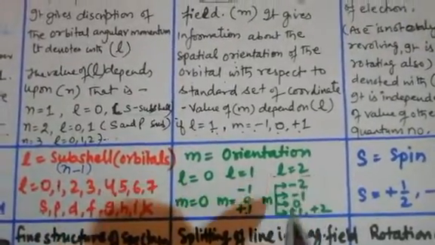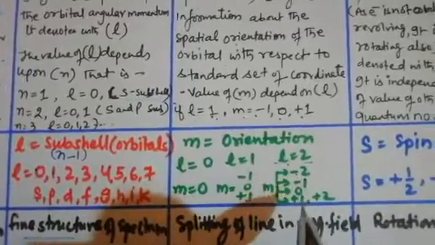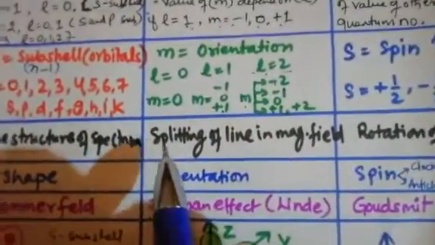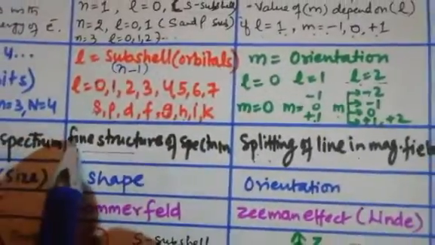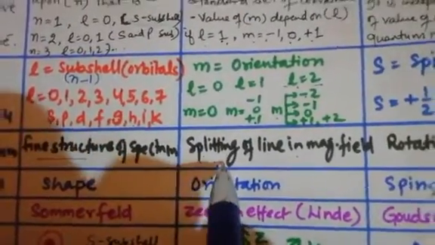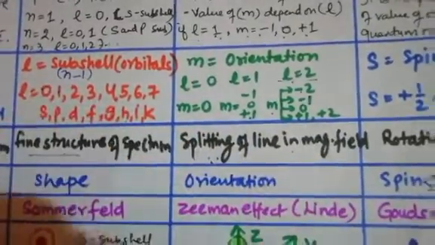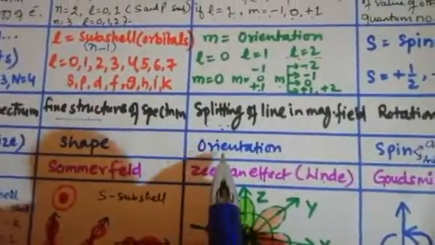If L is 2, how do we calculate m? m will start from minus 2: minus 2, minus 1, 0, plus 1, plus 2. Dear students, I hope you are understanding what I am telling. You are getting me. So it is representing the splitting of lines in a magnetic field. It is representing the fine structure of the spectrum. It is further telling about the splitting of lines in a magnetic field, or in a simple way the Zeeman effect. Okay, it is given by Lande, and it shows the orientation or nature of the magnetic field.